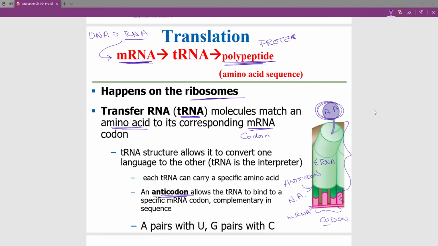It matches the codon with that specific base pairing. It's complementary in sequence. And so we have the A's and the U's pairing and the C's and the G's pairing. Again, because we're in RNA land, not DNA land, we don't have thymine, we have uracil. But we've been doing a lot of that base pairing on through all of these processes.